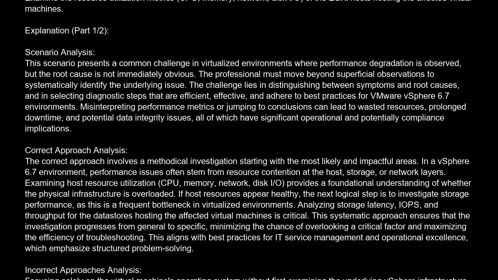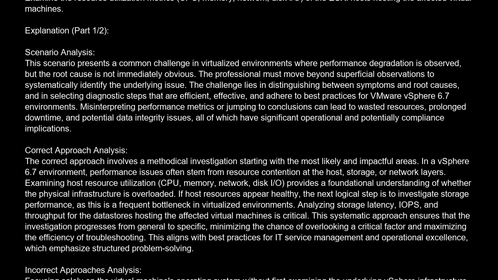This systematic approach ensures that the investigation progresses from general to specific, minimizing the chance of overlooking a critical factor and maximizing the efficiency of troubleshooting. This aligns with best practices for IT service management and operational excellence, which emphasize structured problem solving.